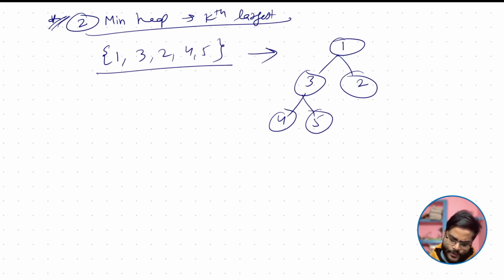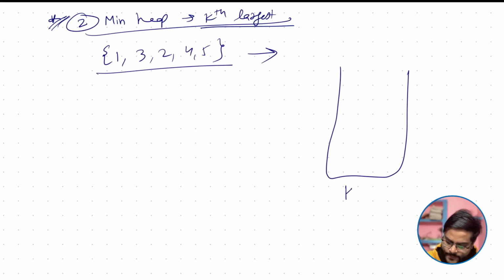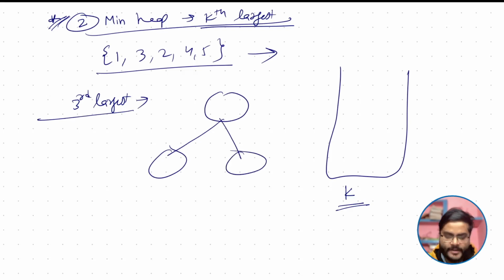So how to use min heap? You want to find kth largest, so just take a min heap of size k. Let's say you want to find third largest. Let's take it in the form of a tree only. So initially it is empty.